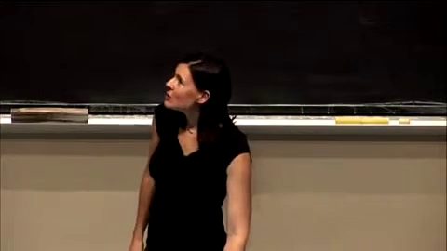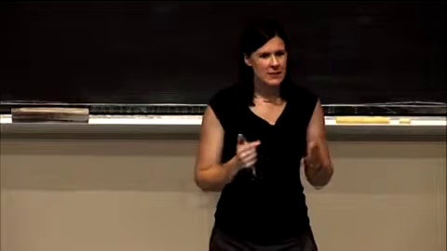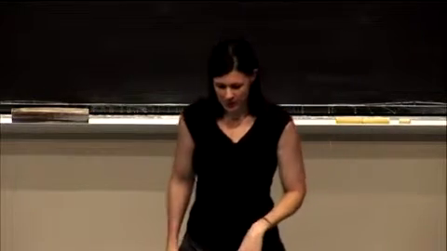And we know what that's equal to. This is something we've been over and over. Ionization energy is simply equal to the negative of the binding energy. So negative E sub nl, because it's a function of n and l in terms of quantum numbers.